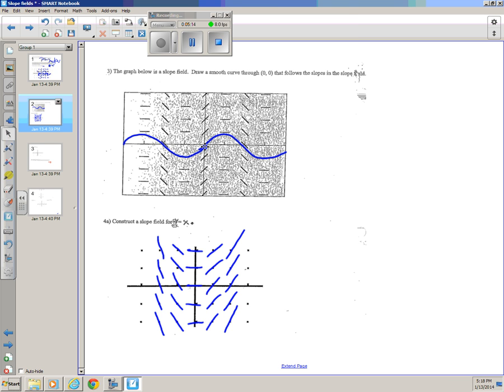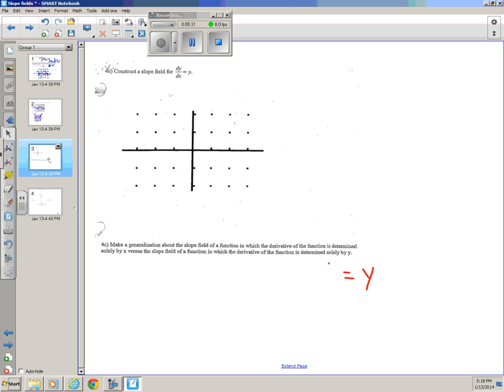So if I were to trace out a particular solution, just one solution, I would get that my original graph is a parabola, right? And that makes sense since the slope is x, our original function must be like x squared. Okay. So now, guys, let's look at the next one.